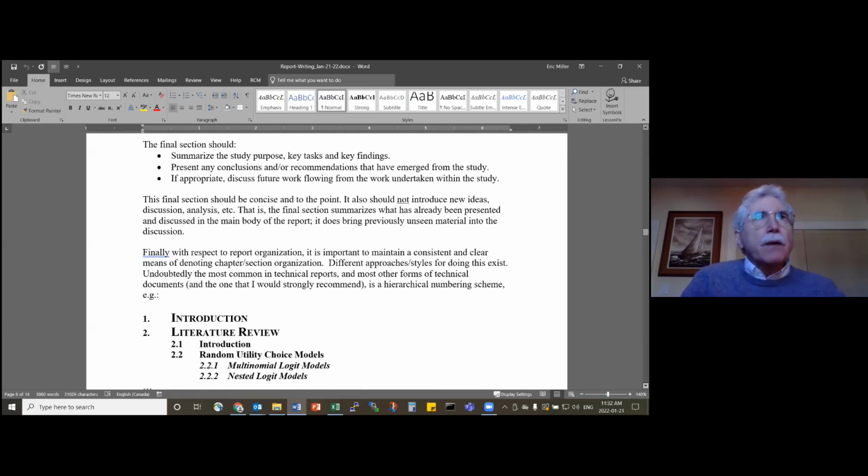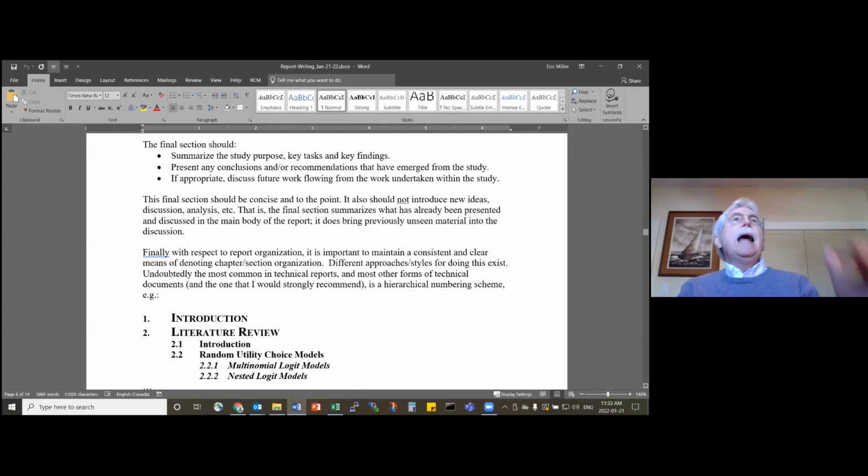And again, all reports should end with summary, conclusions, often future work. The point of that is to literally summarize the key findings, maybe a real brief reprise of here's what we did in this study, this was the objective and this is what we did, like in 1 or 2 sentences. And then we found these following 3 major things.